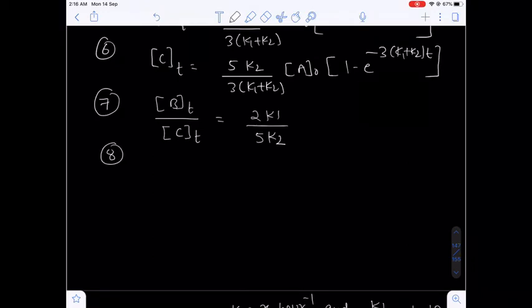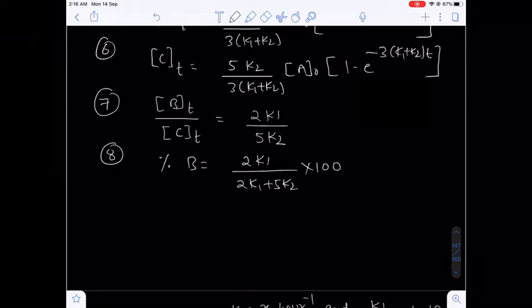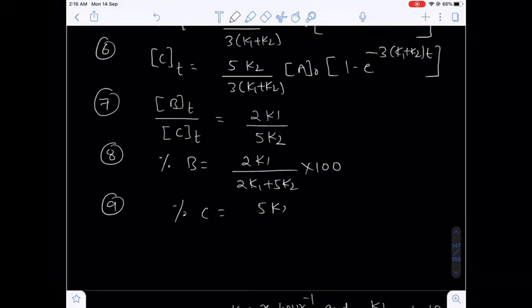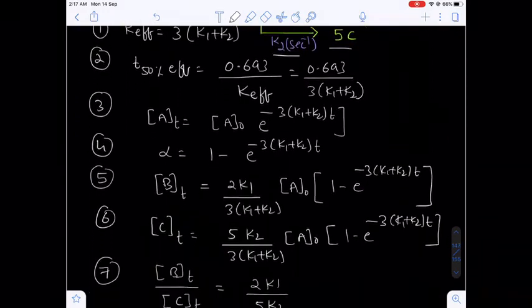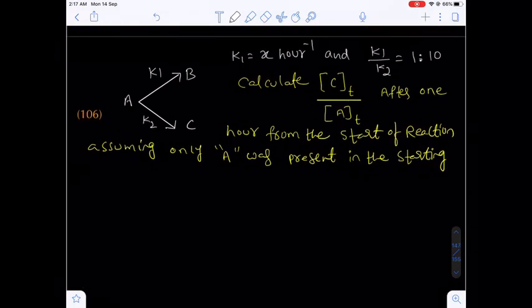And one more is there, percentage of B in the mixture, that will be 2K1 by total 2K1 plus 5K2 multiplied by 100. And one more is there, percentage of C in the product mixture, that will be equal to 5K2 divided by 2K1 plus 5K2 multiplied by 100. Are you getting my point? So this will be the question number 105. Okay, now the question number 106.